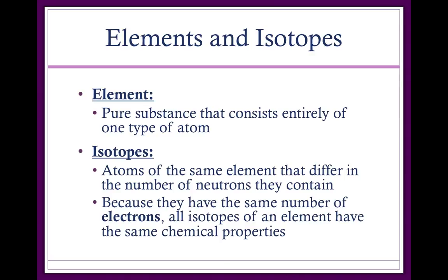When we talk about elements, an element is a pure substance that consists entirely of one type of atom. Carbon, hydrogen, nitrogen, oxygen, phosphorus, sulfur. All those are different examples of elements. Isotopes are the same element, but with a different number of neutrons. So we can have carbon-12 and carbon-14. It's still carbon, but it has a different number of neutrons. However, it does have the same number of electrons, so they all have the same chemical properties. So carbon-12 and carbon-14, despite being isotopes and being different, still have the same chemical properties.